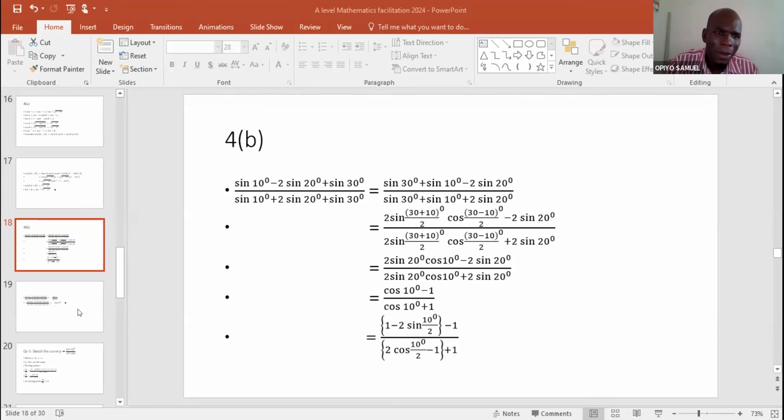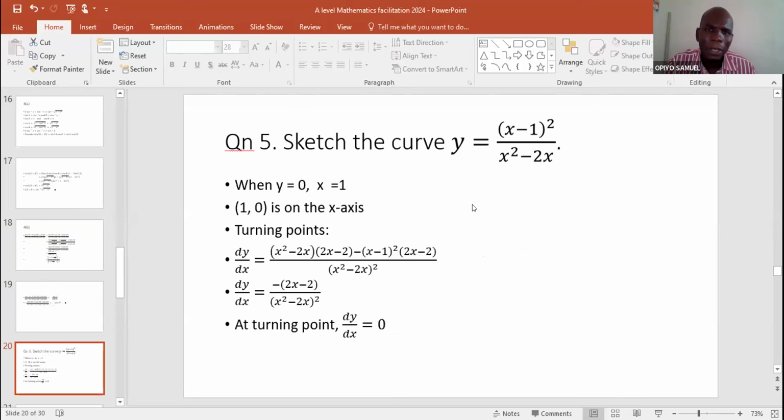So I think maybe we move on to question number 5. Now in curve sketching, there are 4 main things that you will do. Only 4. If you can establish those 4, you will be able to sketch a curve. One, you find where the curve cuts the axes, both the x-axis and the y-axis.